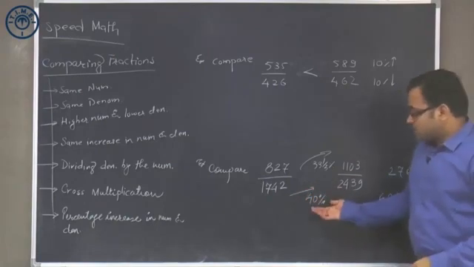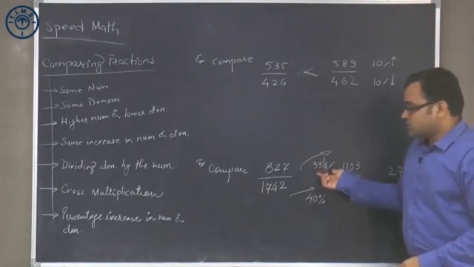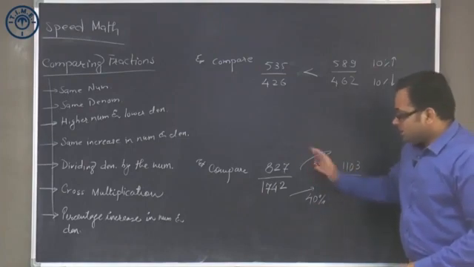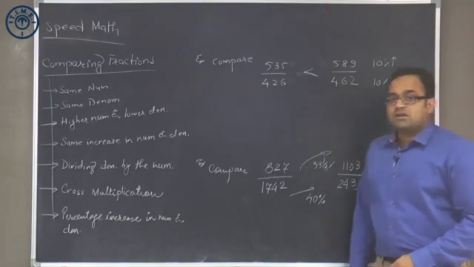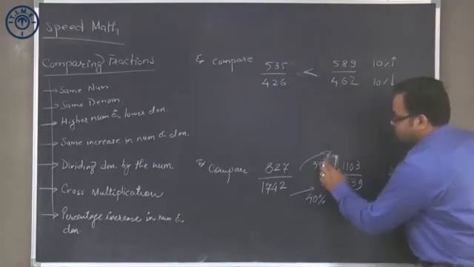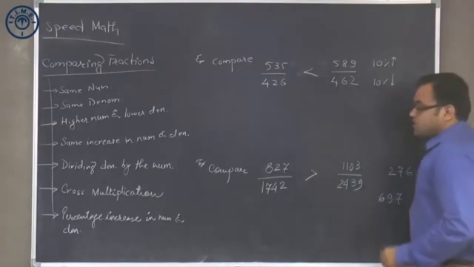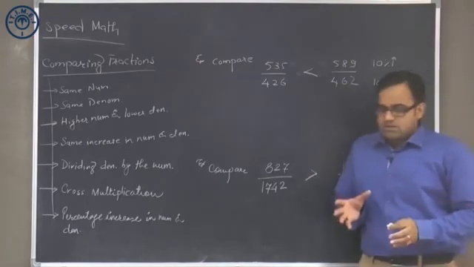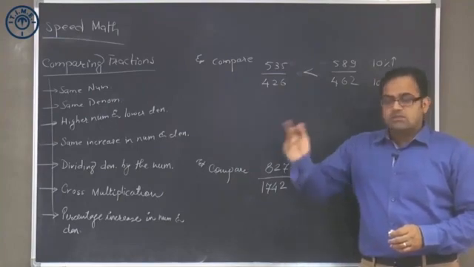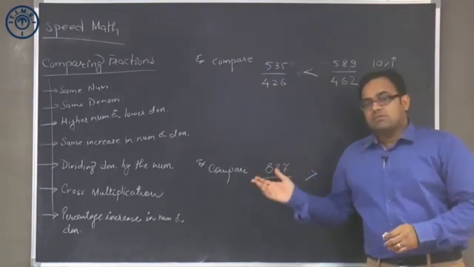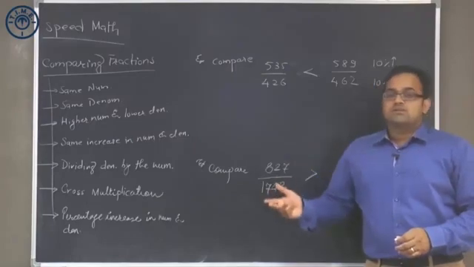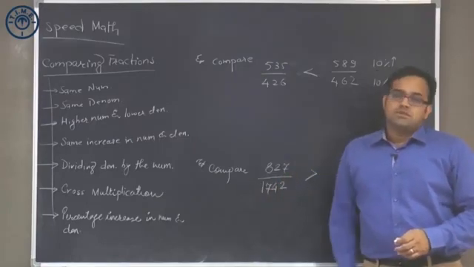If the denominator is increasing by a larger quantity, numerator is increasing by a smaller quantity, then the first number will be greater than the second number. So in this case, the first number will be greater than the second number. The idea is very, very simple. If the numerator is increasing by a larger quantity, then the second number is larger. If the denominator is increasing by a larger quantity, then the first number is greater.